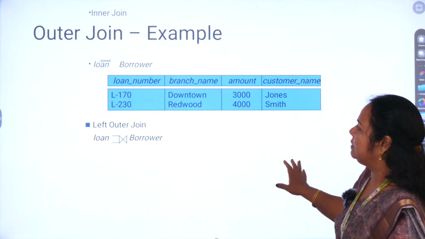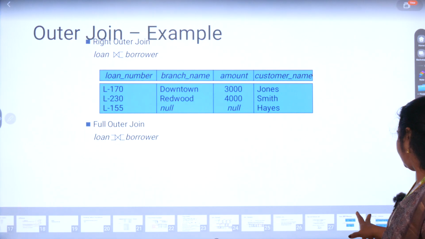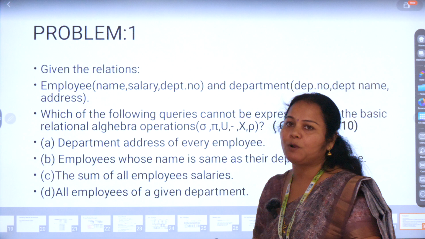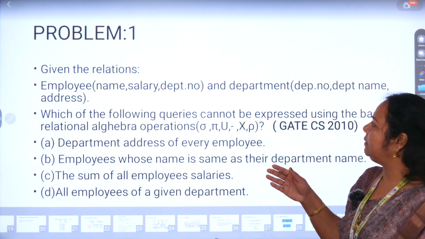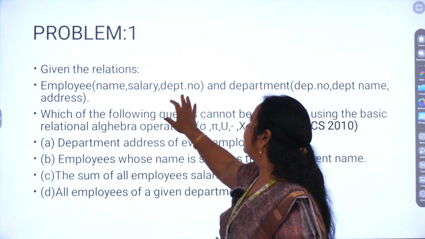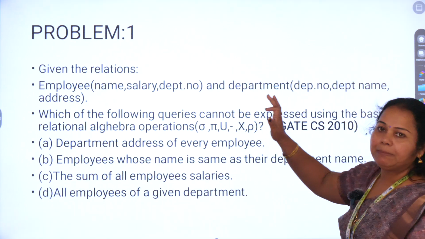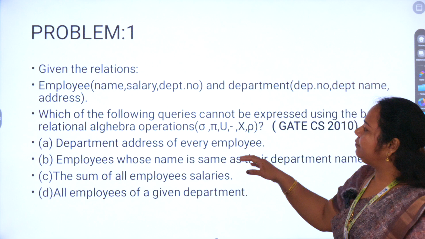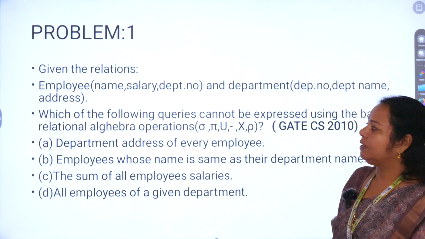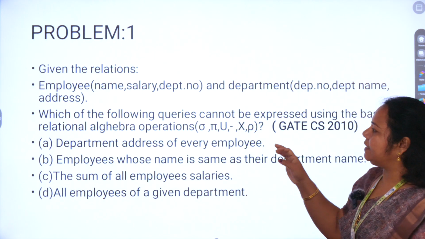Let's see the GATE questions. First problem is, given the relations employee, with attributes name, salary and department number, and department is another relation. Here the attributes are department number, department name and address. So our question is, which of the following queries cannot be expressed using the basic relational algebra operations?